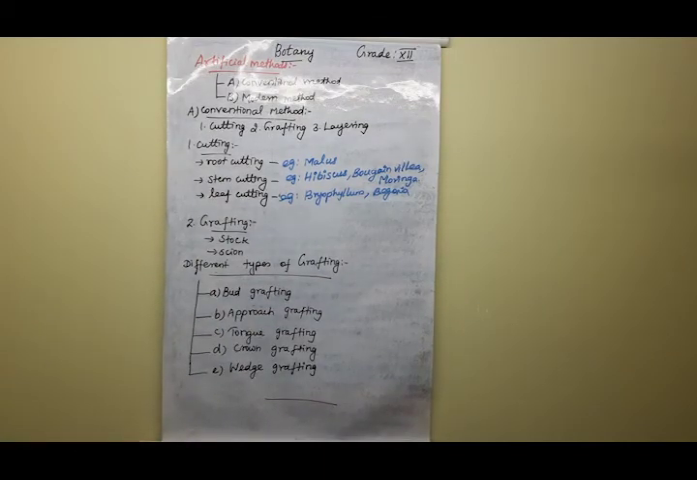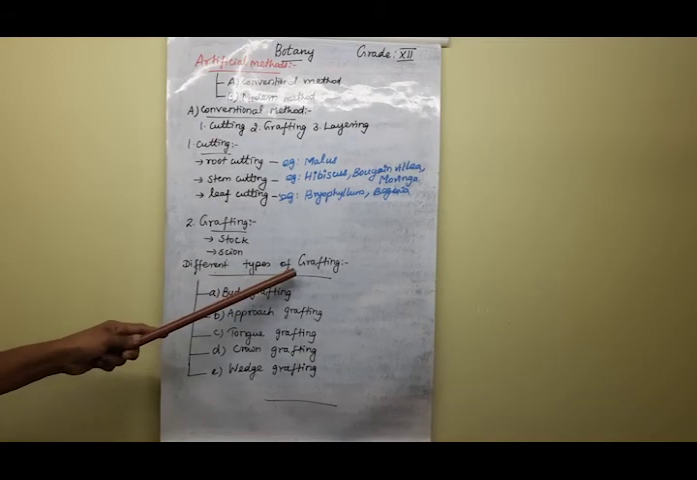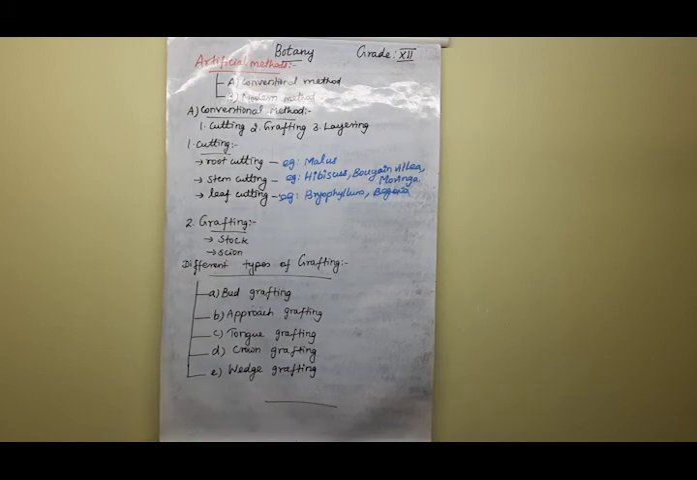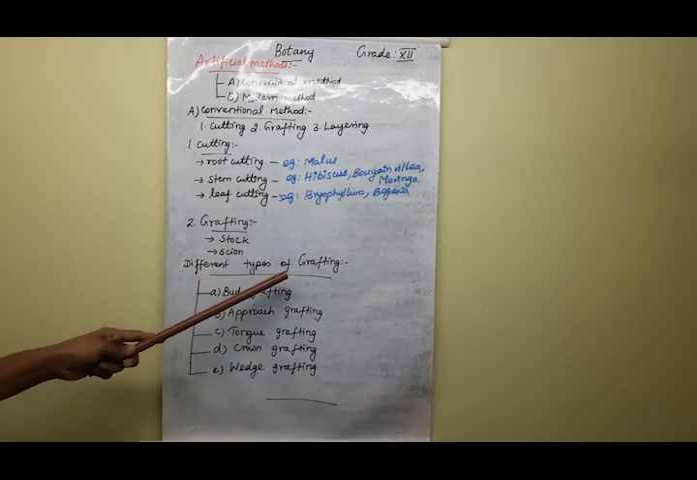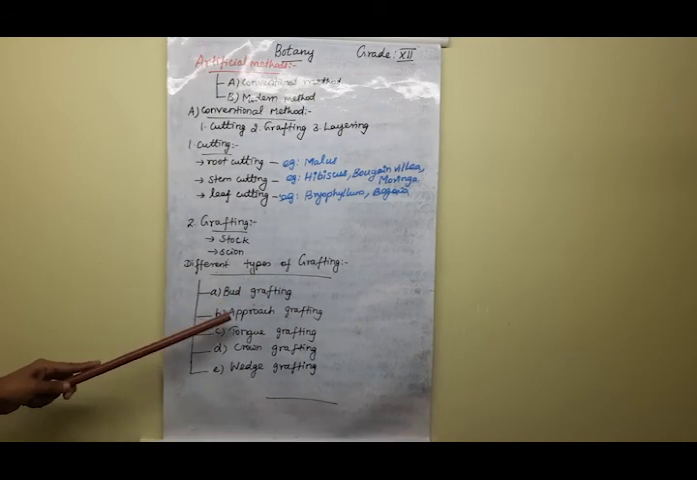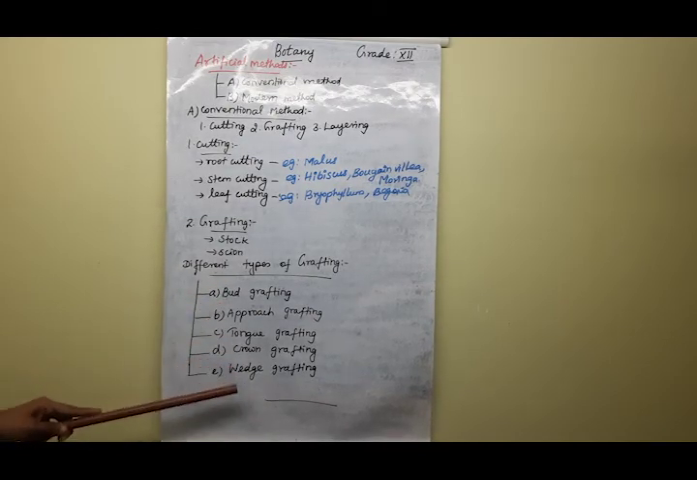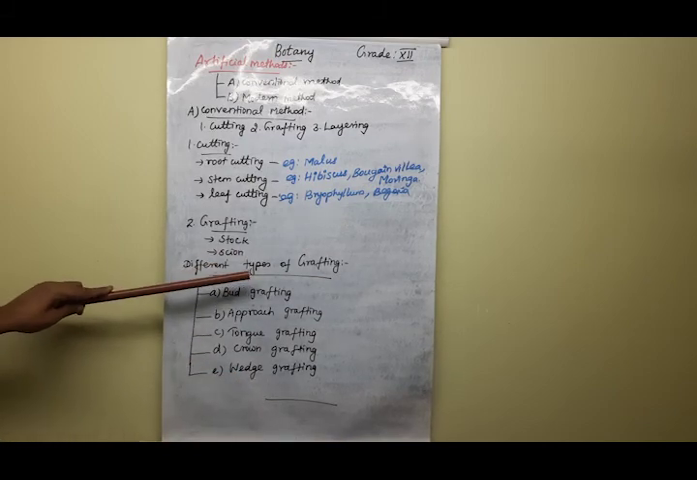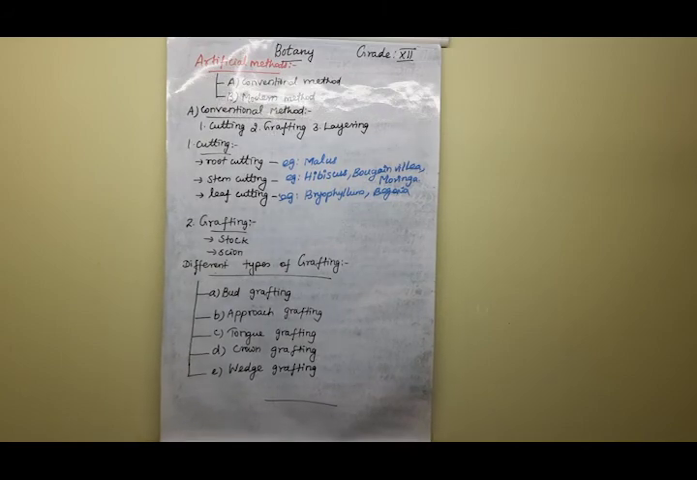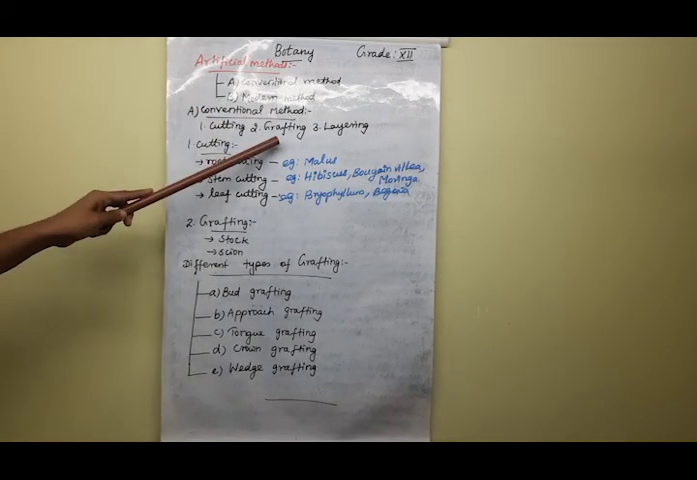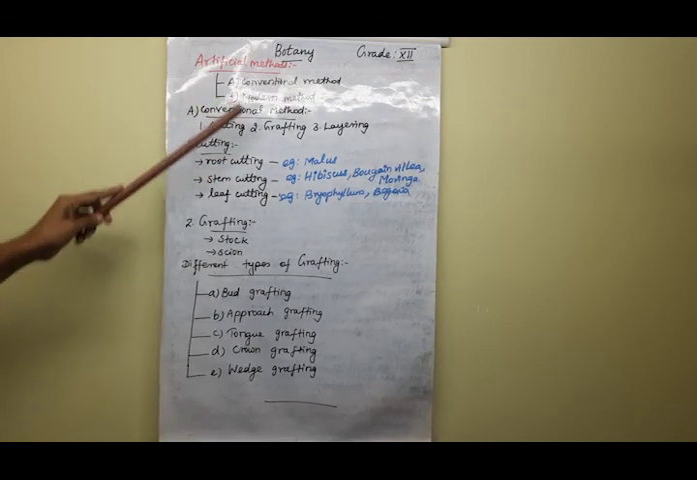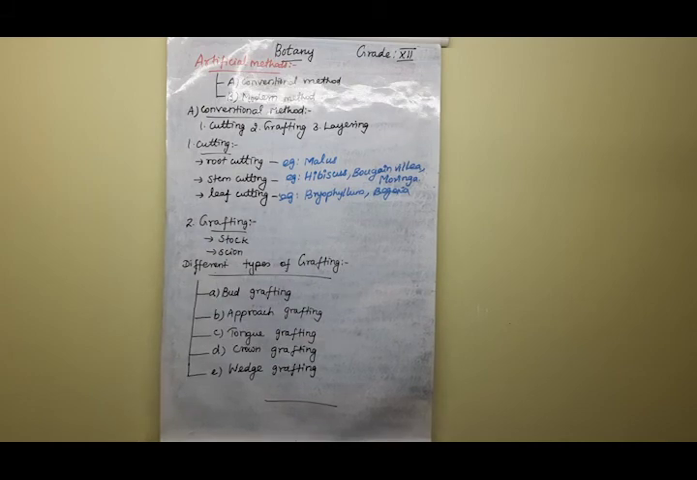Then finally we get a new plant. So these are the propagation methods, the different types of grafting methods. Understood? What are the different types of grafting? Bud grafting, approach grafting, tongue grafting, crown grafting and wedge grafting. These are the five methods of grafting. They produce very good plants. So all these things you need to prepare, it is one of the 5 mark questions.